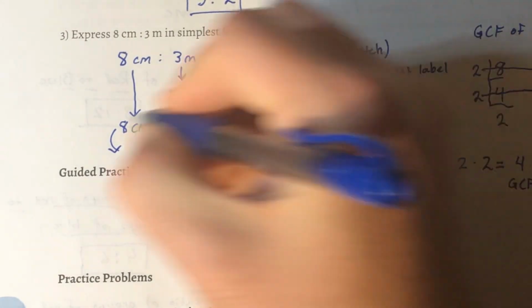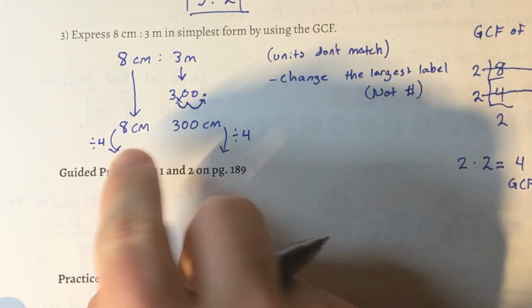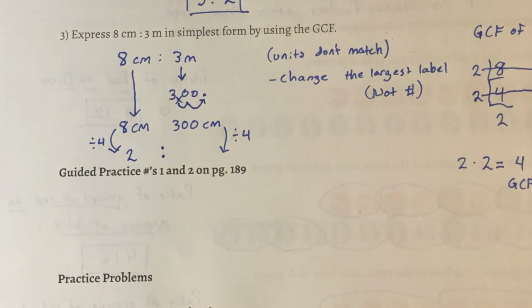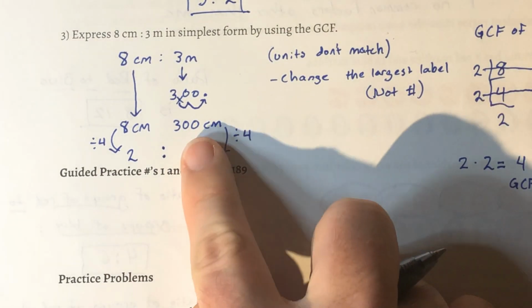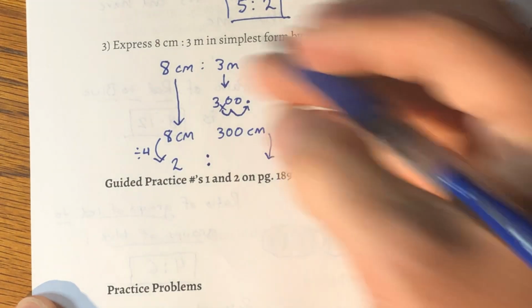300 divided by 4, 8 divided by 4. Let's do 8 first because that's easy. 8 divided by 4 is 2. Colon, don't forget that. And then 300 divided by 4. Don't know that off the top of my head, so let's do some work.